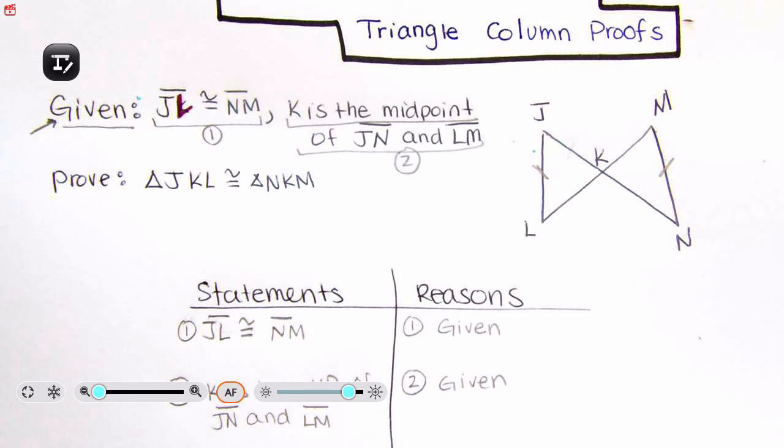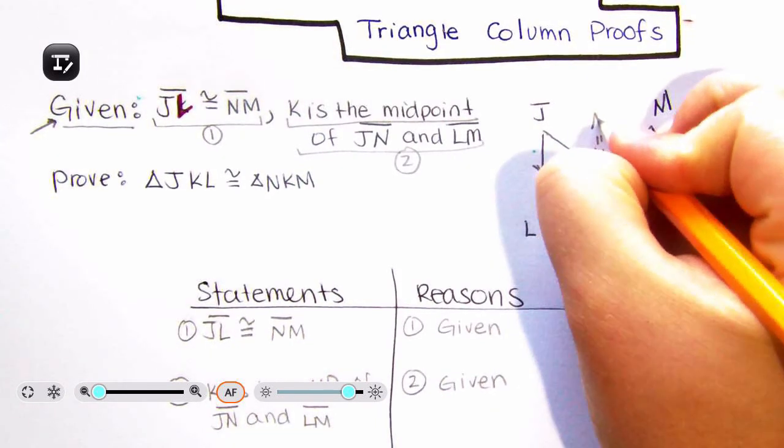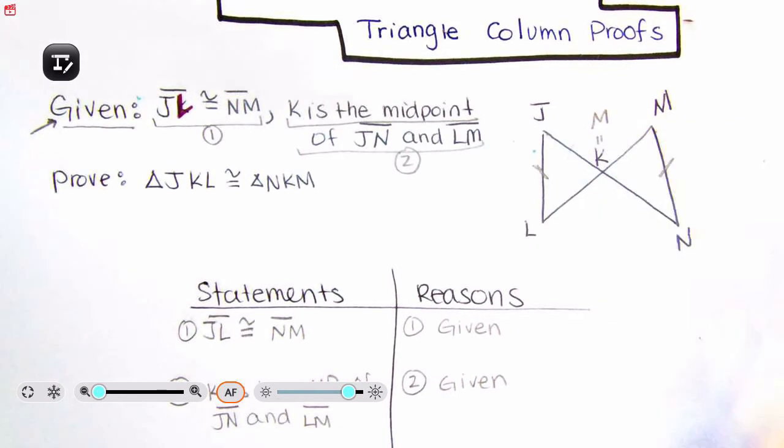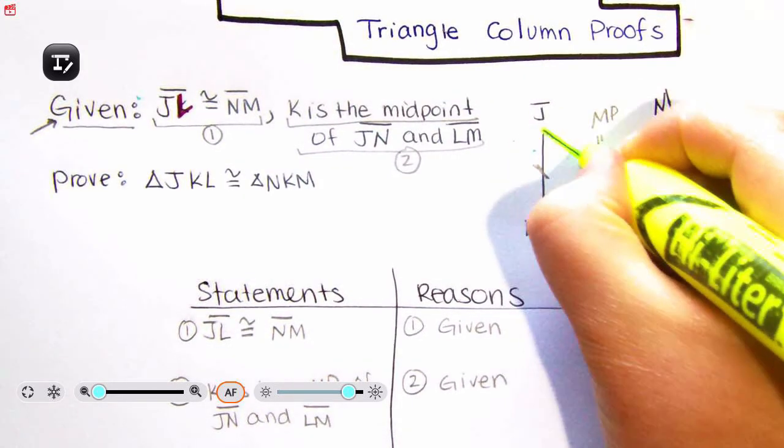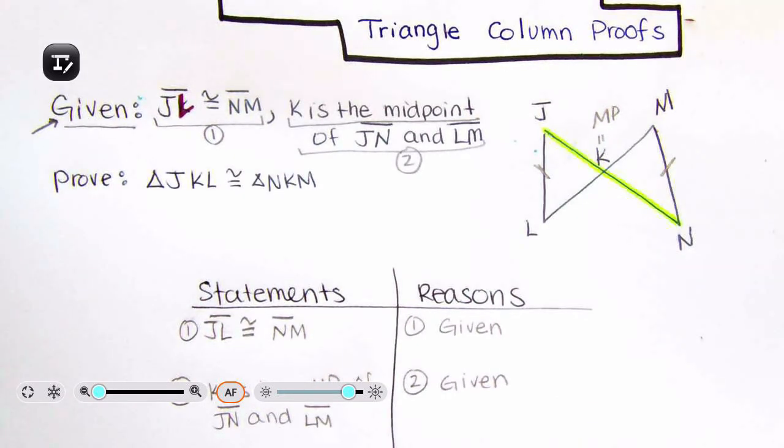Okay, next thing they tell us is K is the midpoint. So K is the midpoint. Don't let it confuse you with this M. Let's do MP of JN. So where's our JN? Here's our JN. And it is our midpoint of LM.